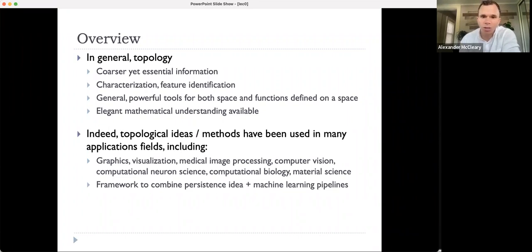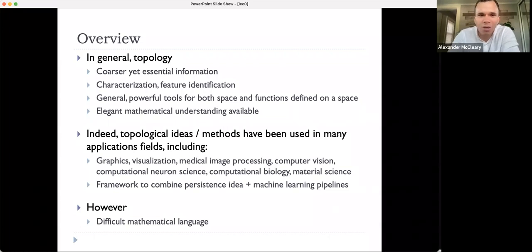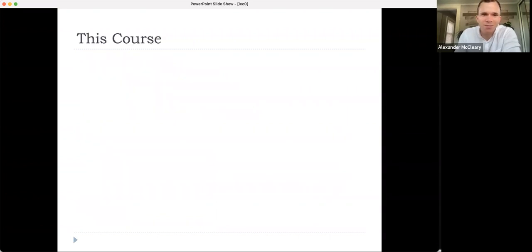And topology has been used in many, many fields, including graphics, visualization, medical imaging, and so on. Persistent homology can even be fed into machine learning pipelines as well. Now, there's one downside to topology, which is that it is somewhat of an abstract language. We'll look at this in next week's lecture, but it's not too bad if you're prepared.